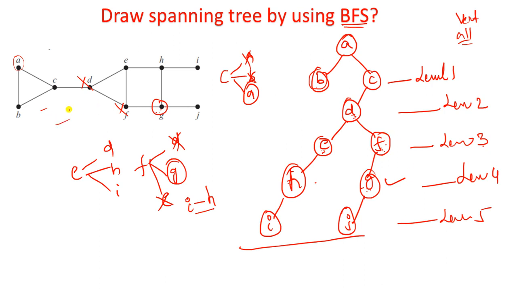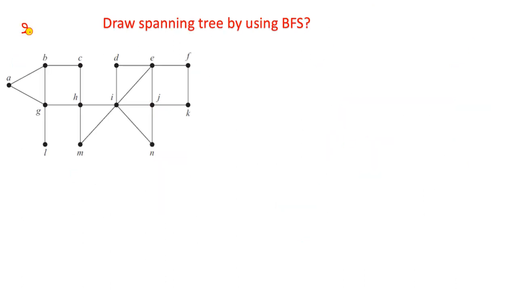Check how many elements there are. 10 elements are there. Now check the edges in the spanning tree. This is 1, 2, 3, 4, 5, 6, 7, 8, 9. Yes, we got 9 edges, right? So 10 vertices, 9 edges, 10 minus 1. Yes, our spanning tree is correct. Now see the next one. Next example, how we construct the BFS.